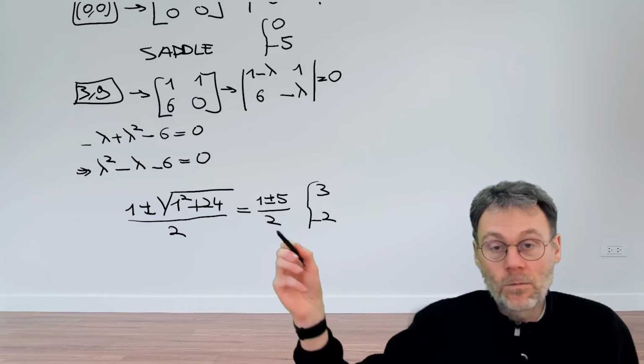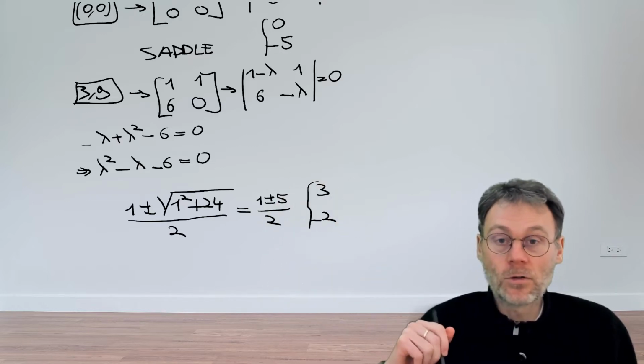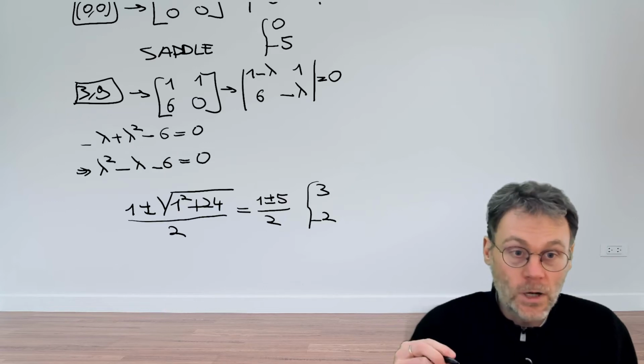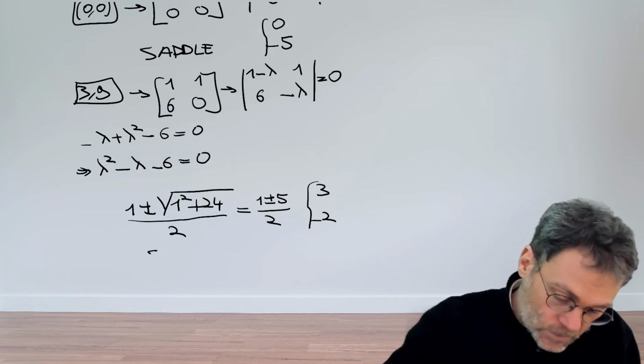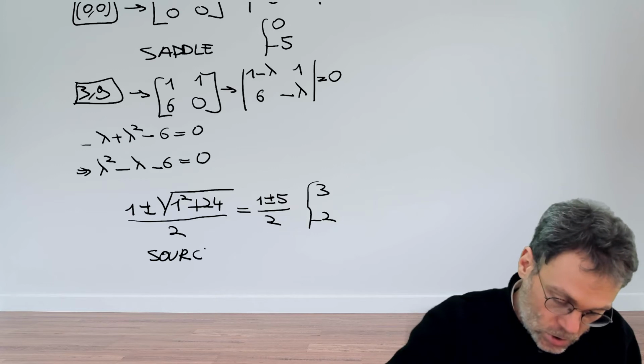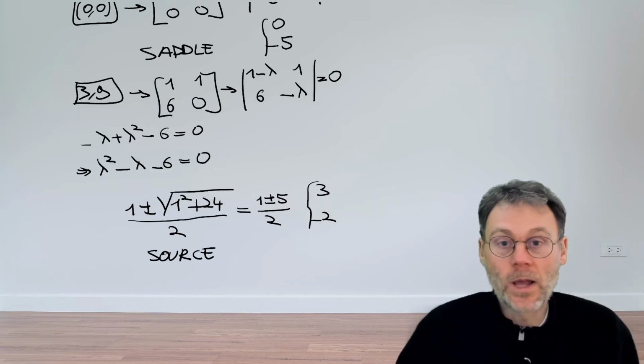In this case, both of our eigenvalues have a magnitude which is bigger than 1, so therefore this is an unstable fixed point, a source. So here we have the solution.